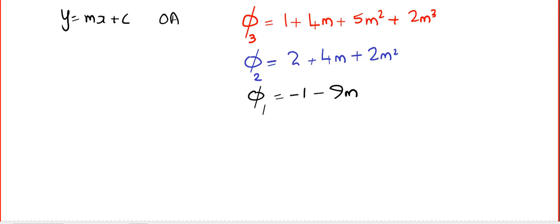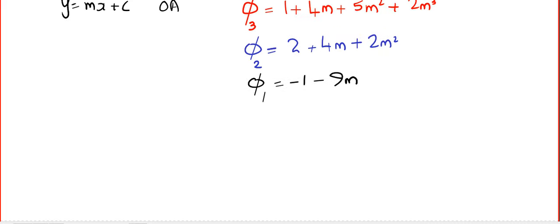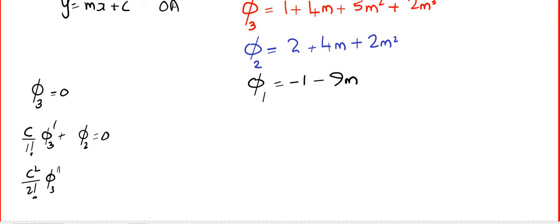Okay, and do you remember the equations? The equations to find m and c are, look at the highest one, phi 3 equal to 0. The next equation will be c by 1 factorial, phi 3 dash plus phi 2 is equal to 0. The next equation will be c square by 2 factorial, phi 3 double dash plus c by 1 factorial, phi 2 dash plus phi 1 equal to 0.